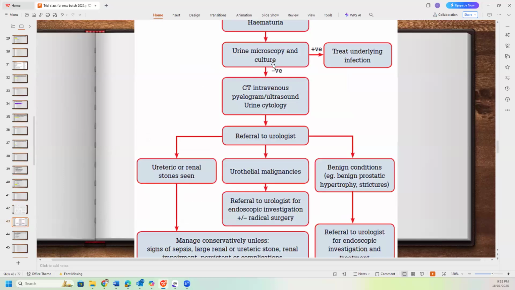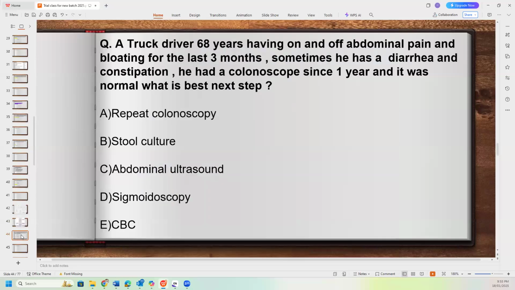So if your urine microscopy culture is negative, you can do CT IVP or ultrasonography to rule out if there are any cancers or not. No, it doesn't take a lot of time. We do need imaging if your urine dipstick or culture is negative. It takes 2 days, hardly 48 hours, for your urine culture to come back. It doesn't take lots of time.